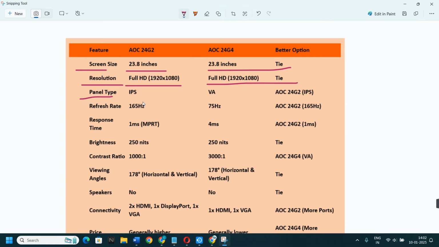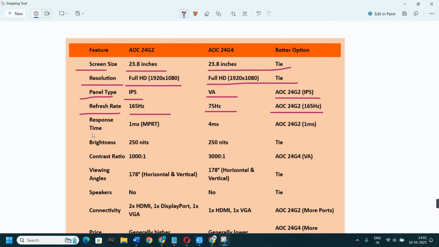Now let's look at the panel type. G2 provided IPS panel type and G4 provided VA panel type, so G2 is better. Now let's look at the refresh rate. G2 provided 165 Hz refresh rate and G4 provided 75 Hz refresh rate, so G2 is better.